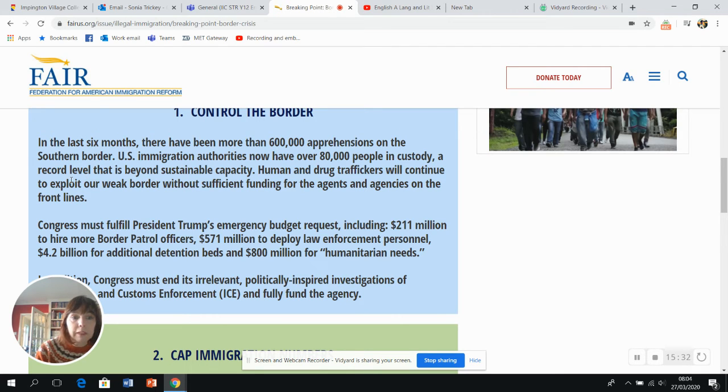The words exploit and weak here suggest to me that there is a weakness in the American system that is being taken advantage of by unscrupulous aliens, people from abroad. The use of quotation marks here around humanitarian needs suggests that this is in some way not a real thing, maybe. It sort of undermines this idea of humanitarian needs.